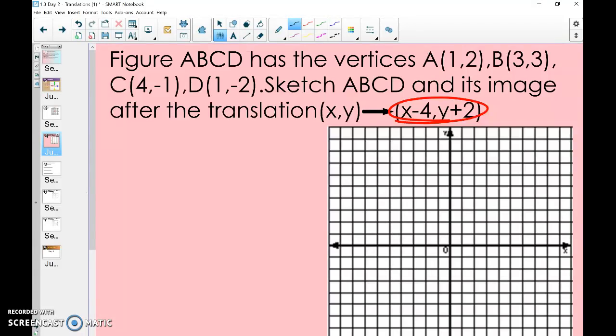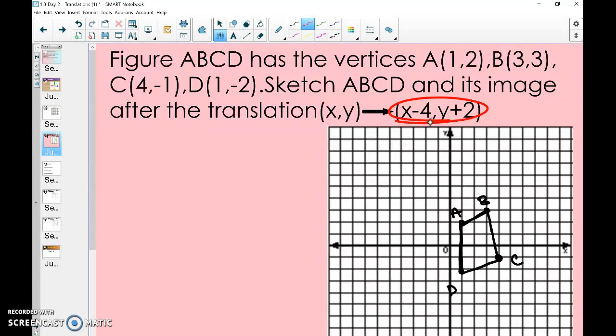All right, I'm going to start with just plotting my original points. So 1, 2 is A. 3, 3 is B. So A, B. 4, -1 is C. And 1, -2 is D. If you don't remember how to plot points, please ask a teacher in class or email one of us if you're outside of class right now, because you truly do need to know how to do that in order to actually move the points.